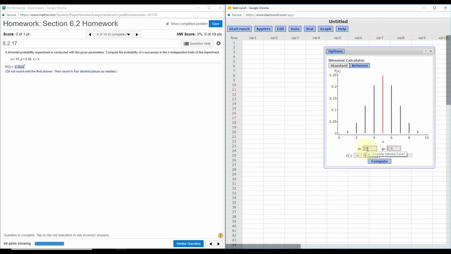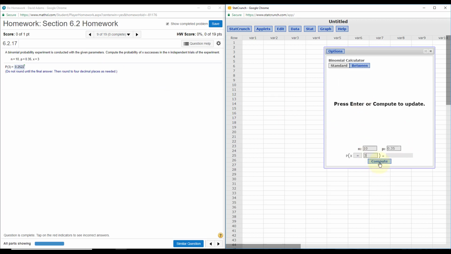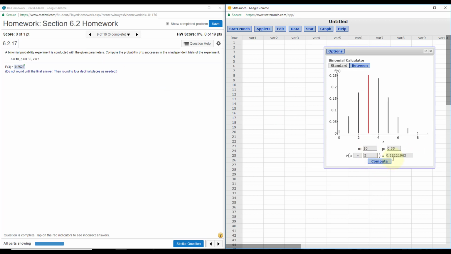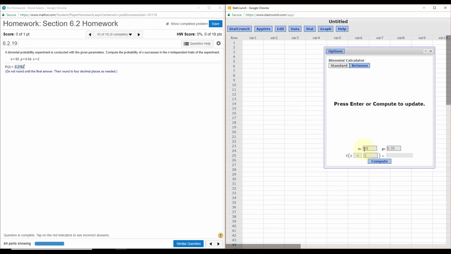Choose n equals 10 and p equals 0.35, hit compute, and you get the answer 0.2522. Leave that open. Go to the next problem. n equals 50, p equals 0.04, and x equals 2. Compute. Notice we have the answer.